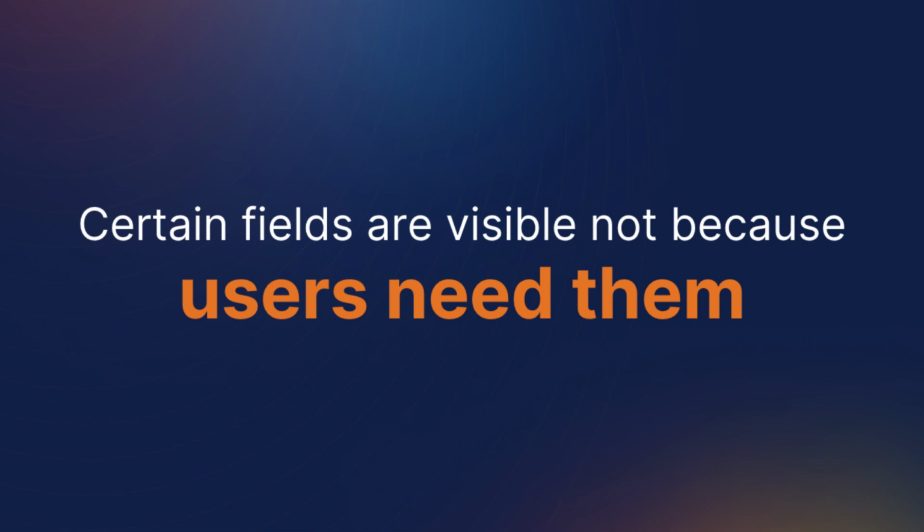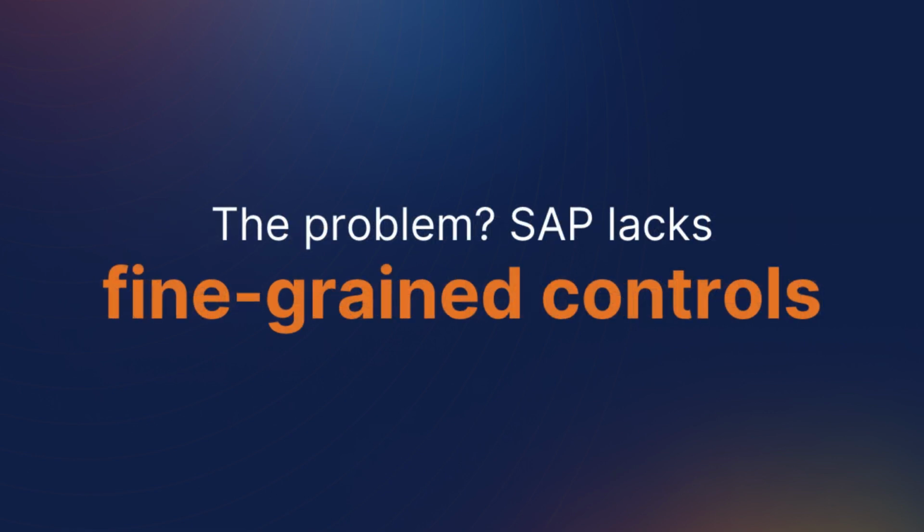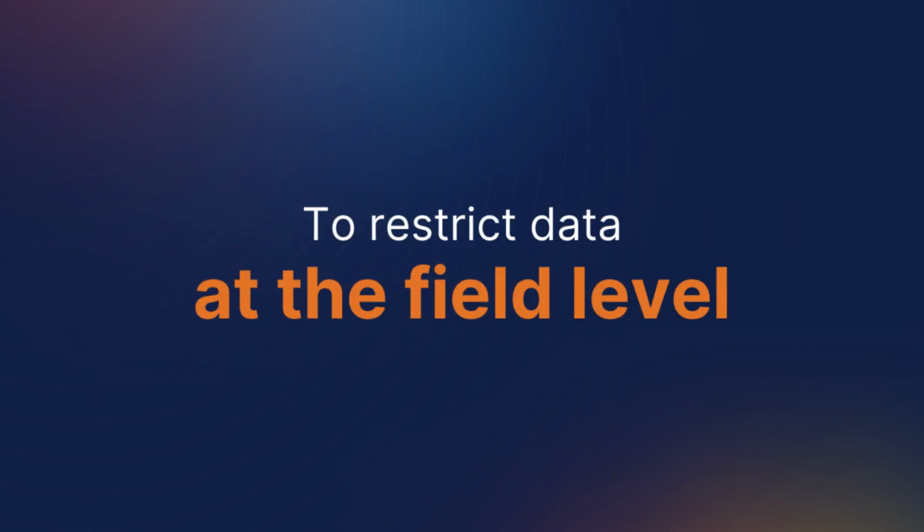In SAP environments, sensitive data like employee names, national IDs, and addresses can appear across multiple screens. Often, certain fields are visible not because users need them, but simply because they're authorized to access that screen. The problem? SAP lacks fine-grained controls to restrict data at the field level, so even legitimate users may end up seeing more than they should.